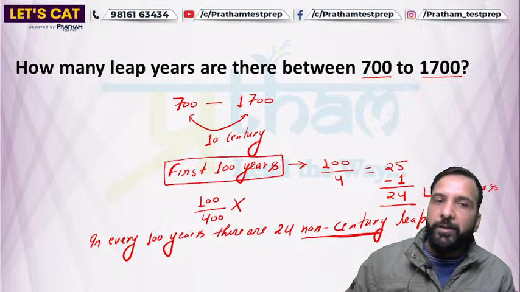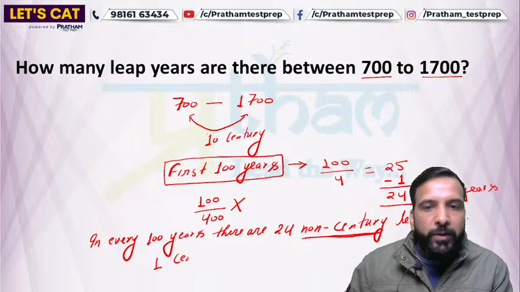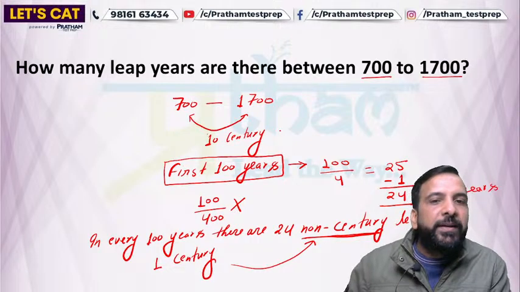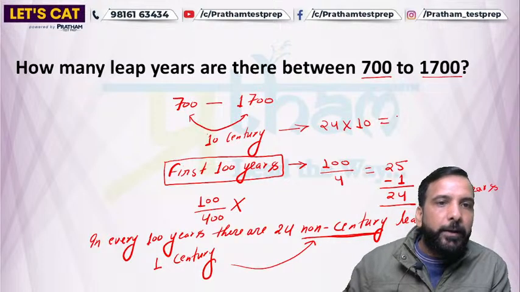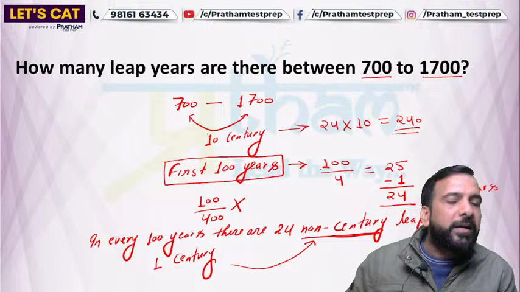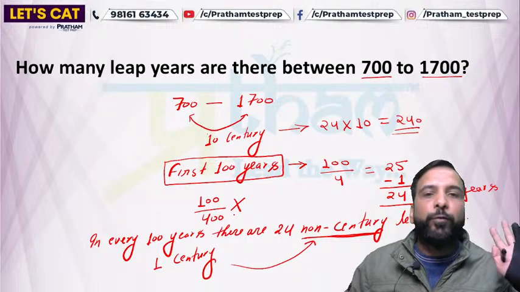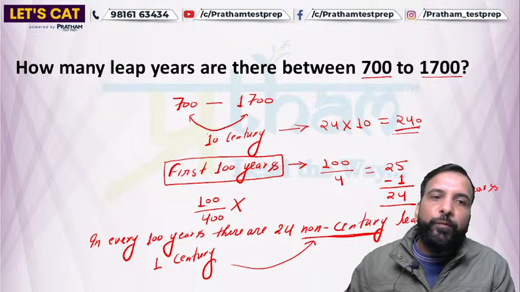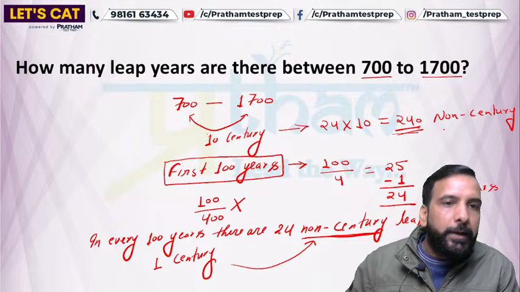Make sure these are non-century leap years, right? In 100 years there are 24. तो यहाँ पर 1 century, 100 years means in 1 century there are 24 non-century leap years. यहाँ पर तो आपके पास 10 centuries हैं, तो 10 centuries में how many non-century leap years are there? 24 into 10, that is 240, right? तो आपको ये सब कहानी लिखने की जरूरत नहीं है, right? You directly know now कि भाई in every 100 years there are 24 non-century leap years. तो यहाँ पर 10 centuries हैं, तो 10 में कितने हो जाएंगे? 24 into 10, that is 240. So these are non-century leap years.